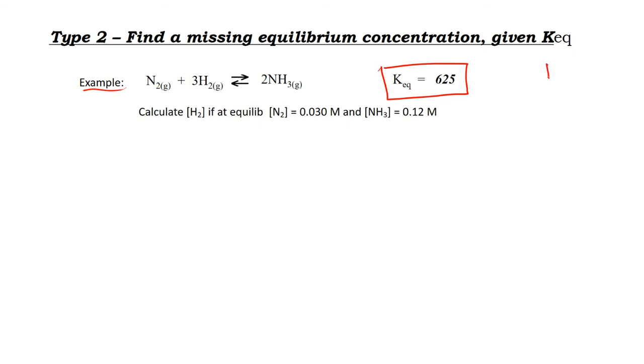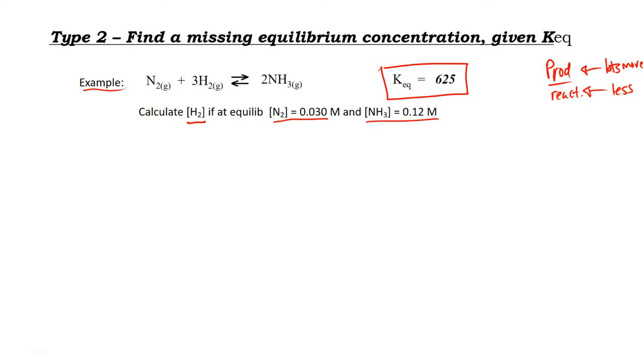Again, just for practice, you don't need to here, but what does that help me understand about the relative amounts of my products to reactants? I've got lots more of the products than I do of the reactants, because that division is giving me a number like 625. So calculate the hydrogen concentration, if at equilibrium the nitrogen concentration is 0.030 molar and the ammonia concentration is 0.12 molar.